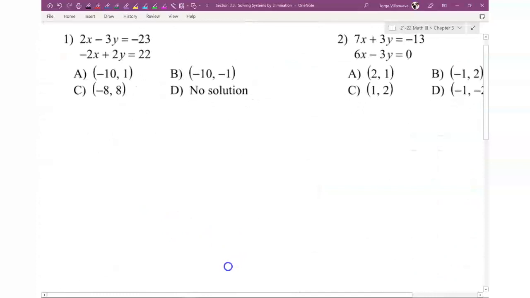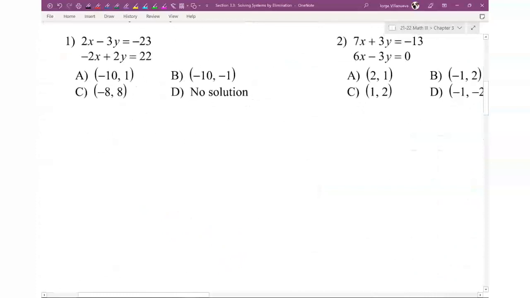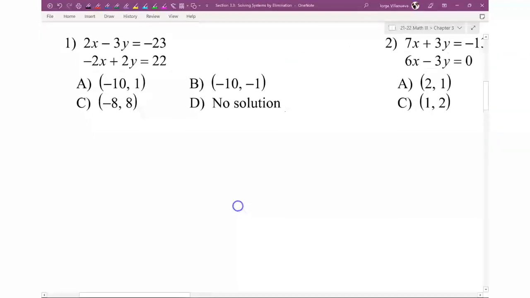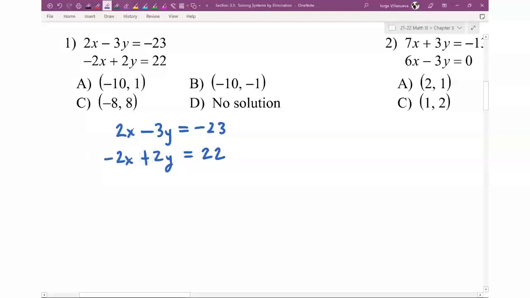I'll work on number 1 or 2, it doesn't really matter. We'll work on number 2. Let me rewrite this: 2x minus 3y equals negative 23, and negative 2x plus 2y equals 22. Now, first off, I want you to notice I didn't write these side by side. Remember in substitution, I put one on the left and one on the right. With elimination, I keep them vertical.